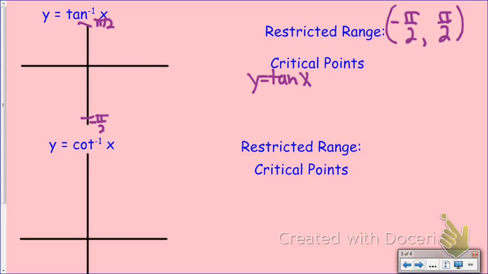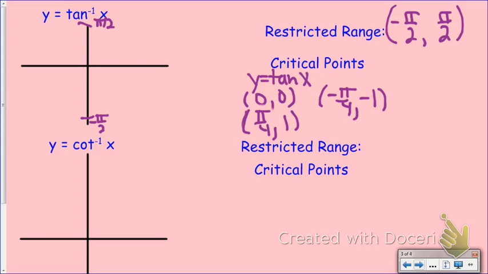So to get my other critical points, again, I'm going to think about y equals tangent of x. If I plug in 0, the tangent of 0 is 0. If I plug in pi over 4, the tangent of pi over 4 is 1. Or if I pick another point in that restricted range, negative pi over 4, the tangent of negative pi over 4 is negative 1.